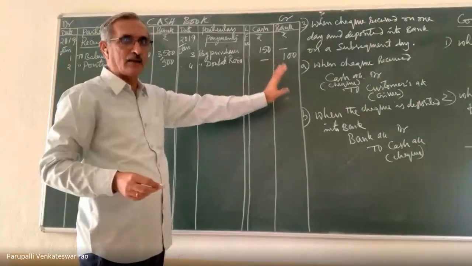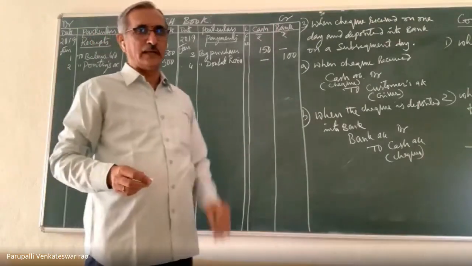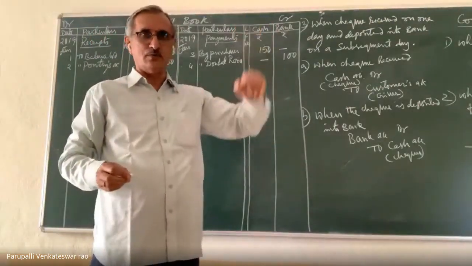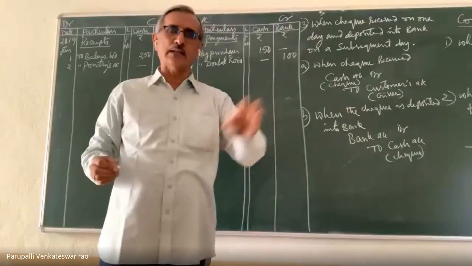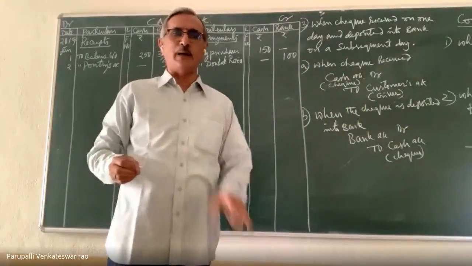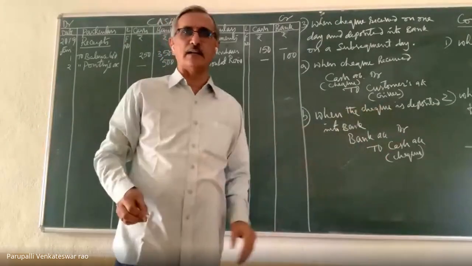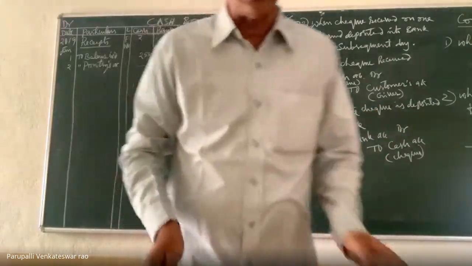Through check means paid from the bank. We gave a check to Daulat Ram, he goes to the bank and collects the money. Or if he has an account, he will deposit it in his account. So the bank will collect from us and then place that 100 rupees in his account. That's it. Next one.